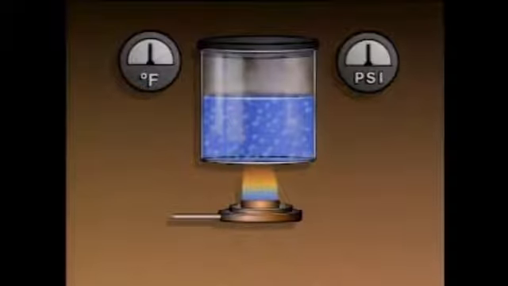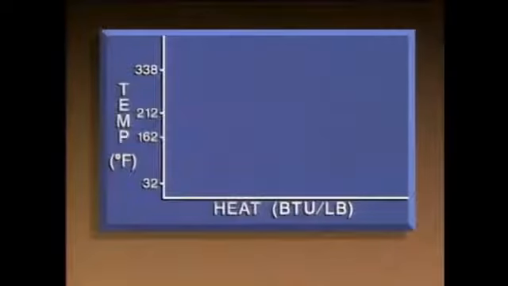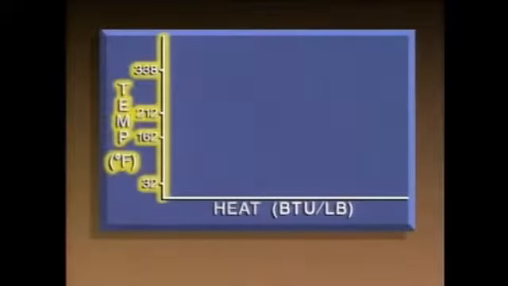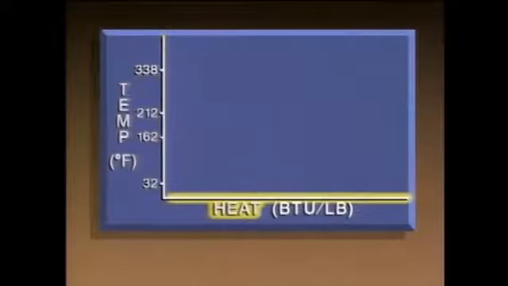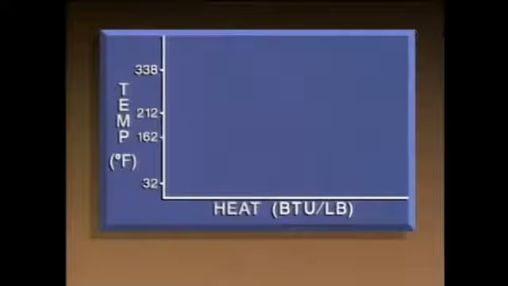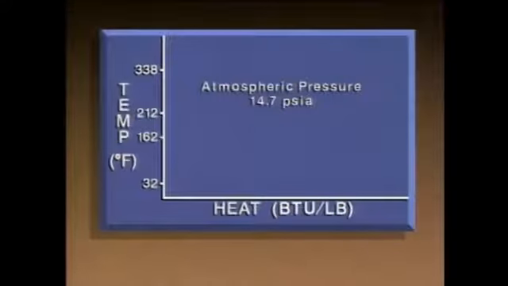To show how temperature, pressure, and heat are related to the boiling point of water, we can construct a graph. The vertical axis represents temperature in degrees Fahrenheit, and the horizontal axis represents heat. We'll use a pound of water as a standard, so the heat's measured in BTUs per pound. A BTU is the amount of heat needed to raise the temperature of 1 pound of water 1 degree Fahrenheit. Atmospheric pressure is 14.7 psia.